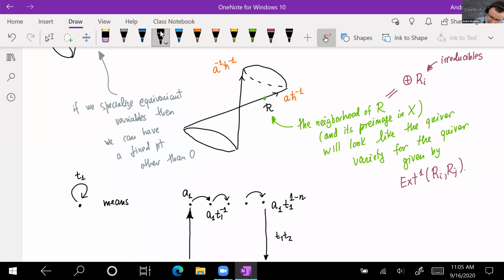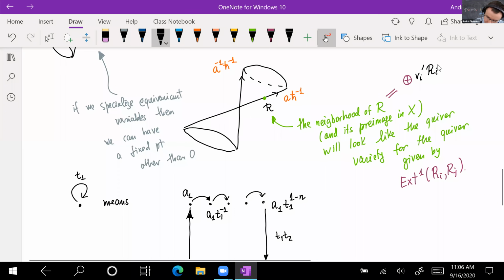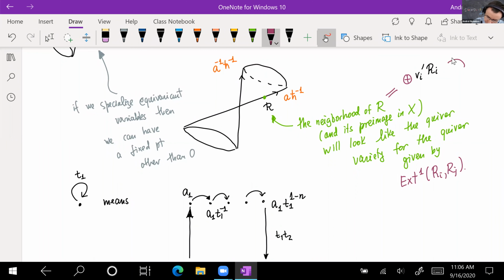Okay. And the point is that since they're irreducibles, then we know the dimension vector is, with some multiplicities, Vi. Let me denote them Vi prime, Ri. These are irreducibles. And this is the new dimension vector. Previously, where did the dimension vector come from? It came from the fact that we had this delta function, the representation repeated a certain number of times. And so now it's some reduced representation repeated some number of times.